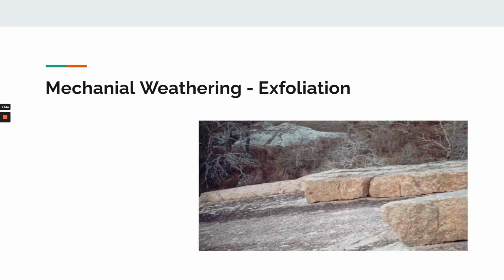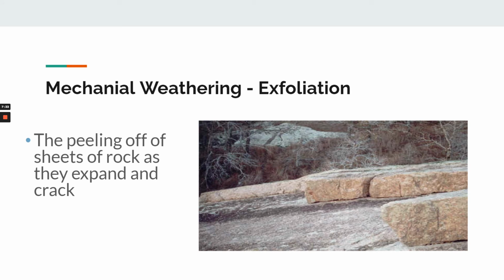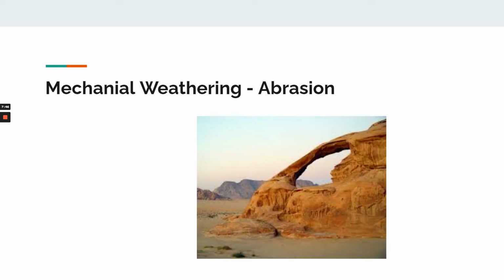So another kind of mechanical weathering is called exfoliation. This is the peeling off of sheets of rock as they expand and crack. So it's just a lot of times through heat, those upper layers get heated, they expand, they cool down, and eventually they just kind of crack off in pieces.